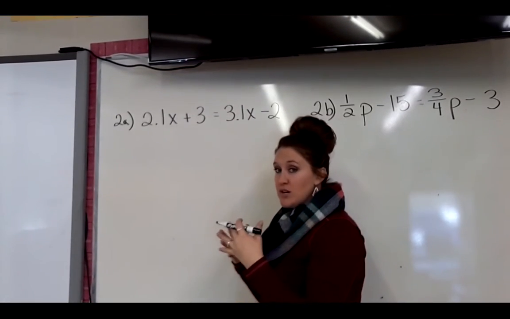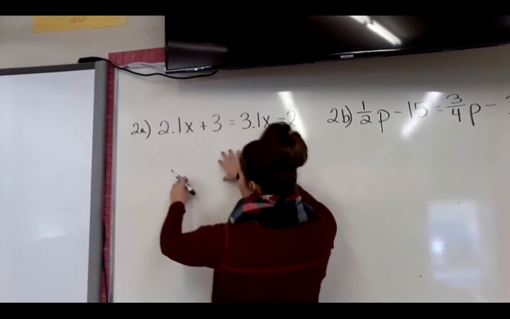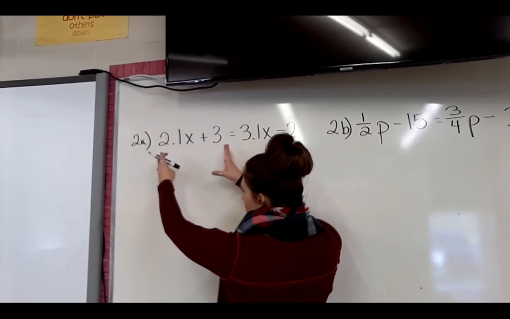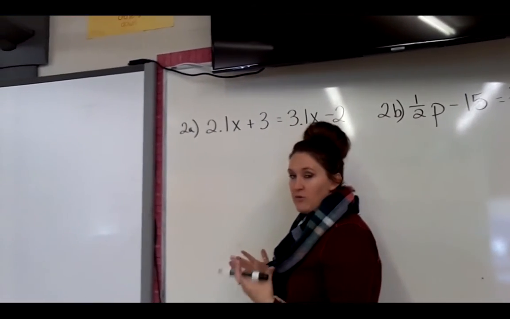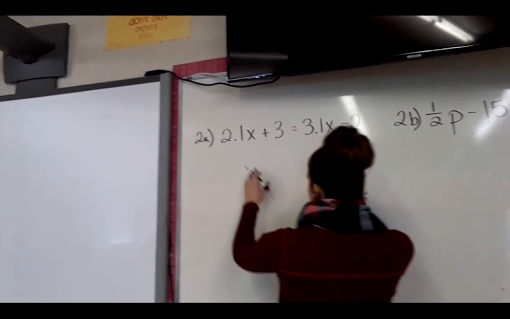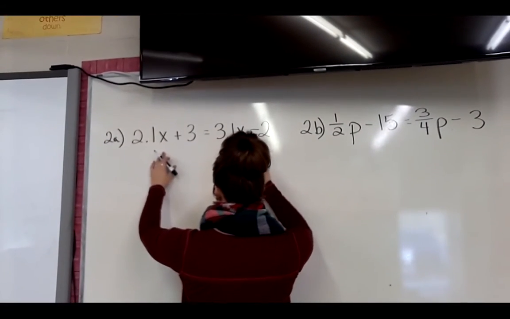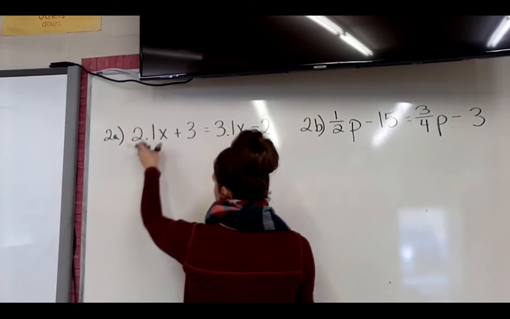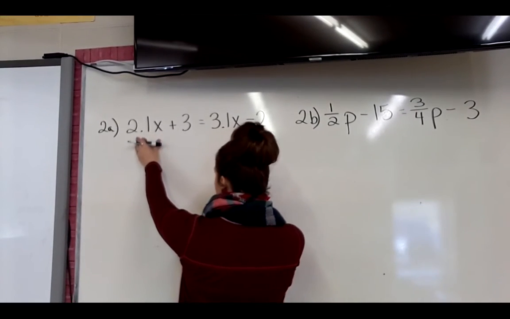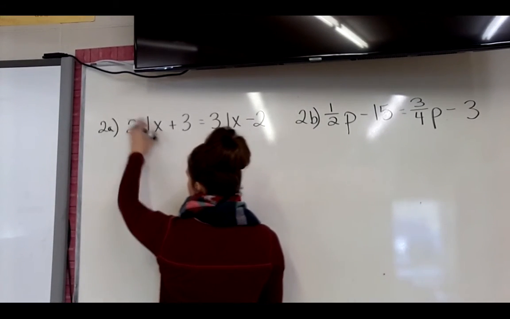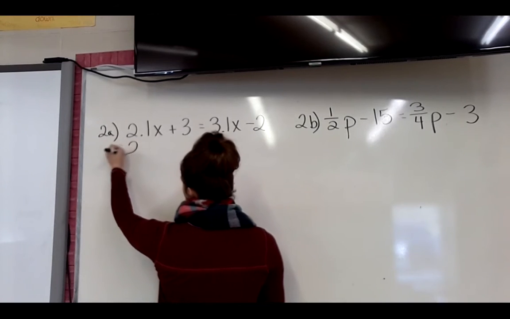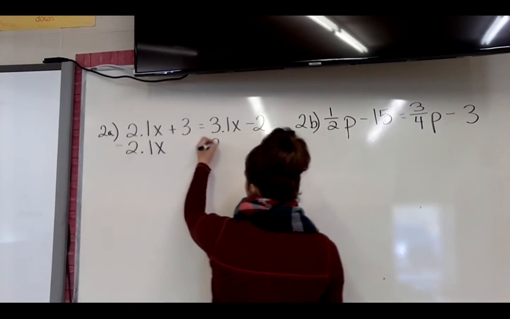The only time you have to worry about it is if I were to move this x and there was nothing else left over here, we don't want to cancel everything out from one side of the equal sign. So since this one has it on both sides and other stuff, I can move either one. So I'm going to move 2.1x, but you could have moved 3.1x. Since it's just a positive number, I'm going to subtract it to the other side.